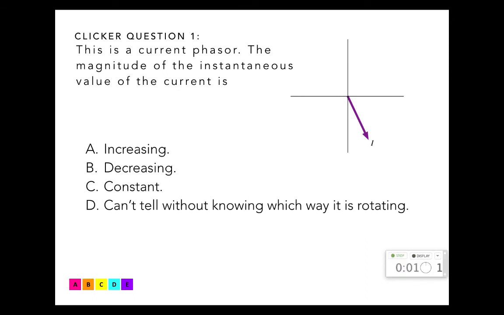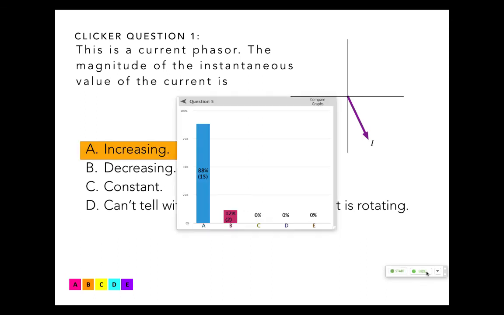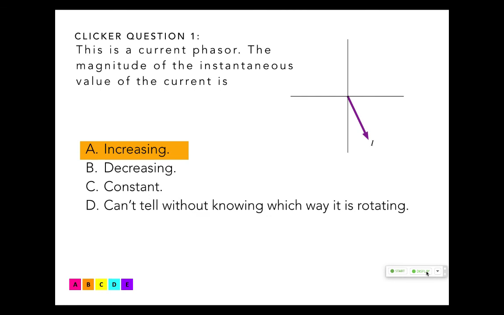Increasing because it's going down. The answer is increasing, okay? Because look, we're looking for the projection on the x-axis, okay? So at this time, the projection would be about here. As this thing moves towards the x-axis, it's going to get bigger. So the instantaneous current, meaning the current you measure at that particular time, should get bigger as this thing moves in the counterclockwise direction, okay? So this is just introducing what phasors are.